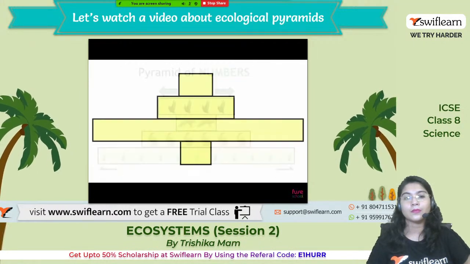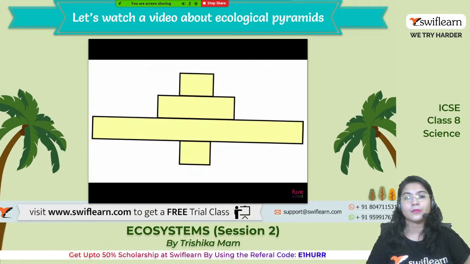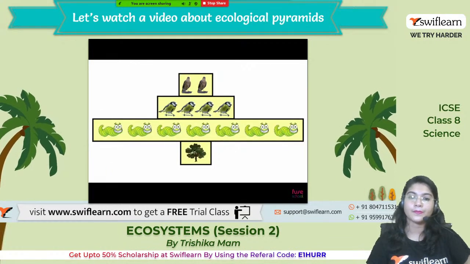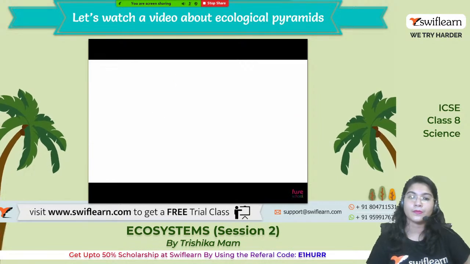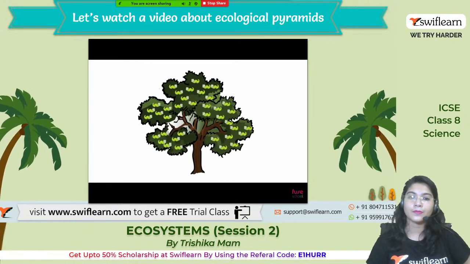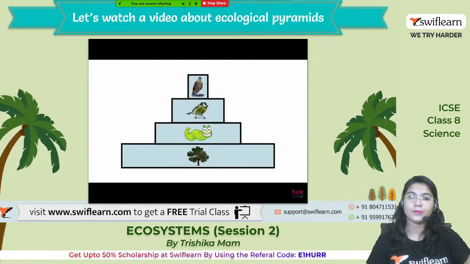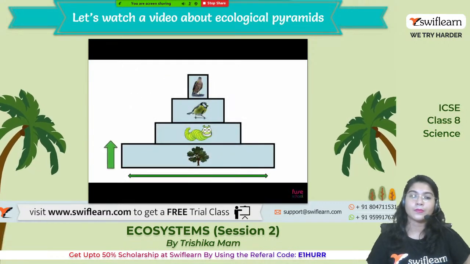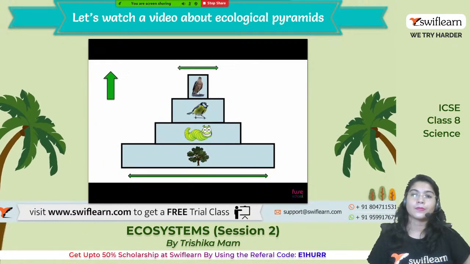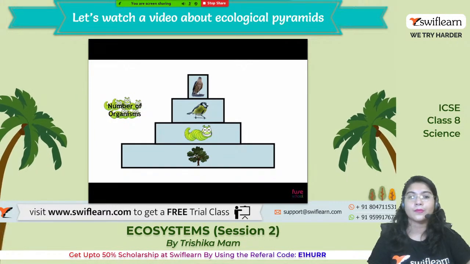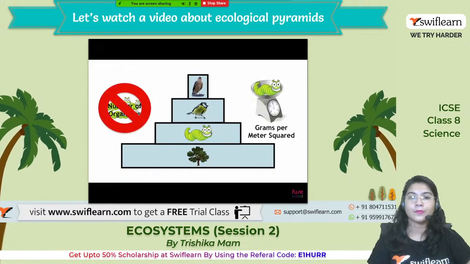Pyramids of numbers can end up looking a bit wonky. For example, if one primary producer can feed lots of primary consumers, like an oak tree which feeds lots and lots of little caterpillars. Pyramids of biomass, on the other hand, are almost always largest at the bottom and then get smaller going up. This is because, rather than showing the number of organisms, they show the total mass in that trophic level.